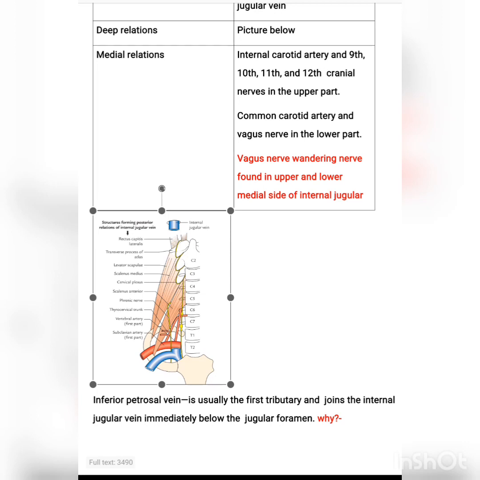Now the medial relations of the internal jugular vein are the internal carotid artery and the 9th, 10th, 11th, and 12th cranial nerves in the upper part. The lower part is the common carotid artery and the vagus nerve. The vagus nerve is the 10th nerve, and it still continues as the lower relation because the vagus nerve is regarded as a wandering nerve. So you expect it to cross the internal jugular vein at the upper and the lower parts.